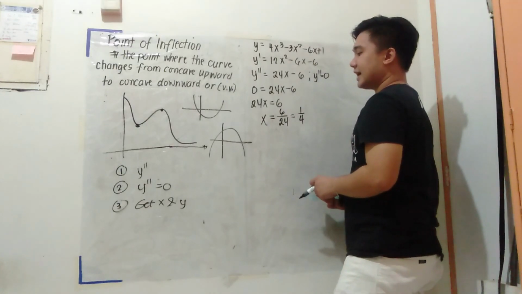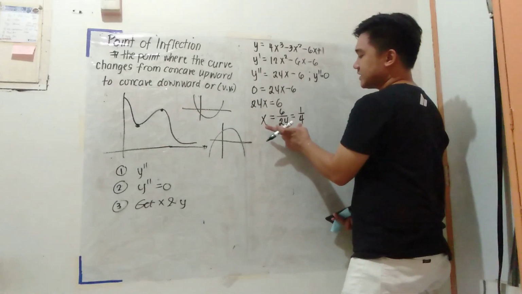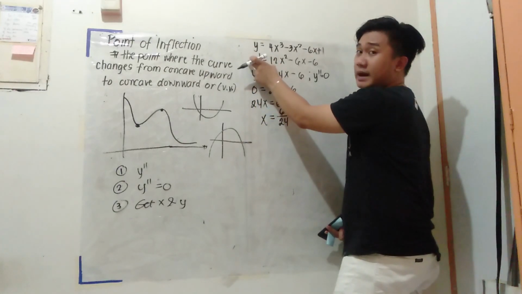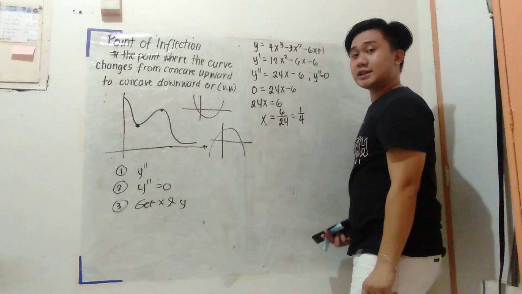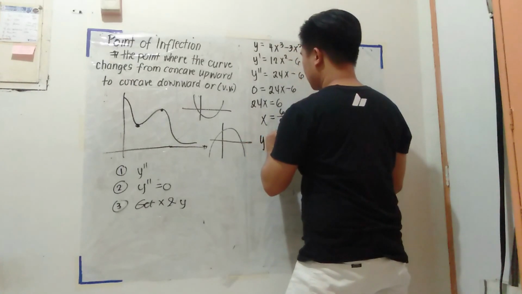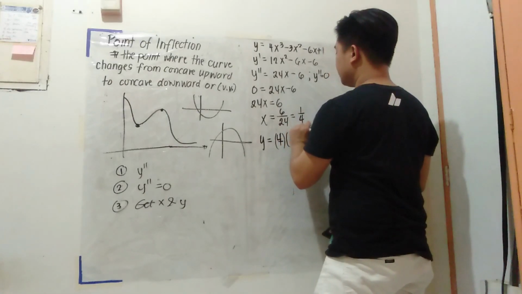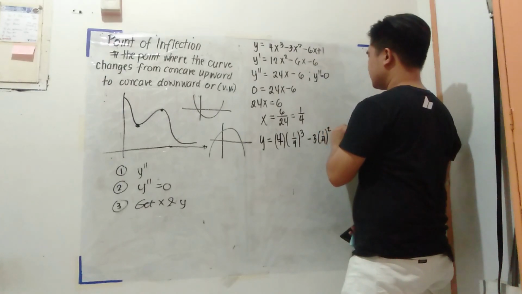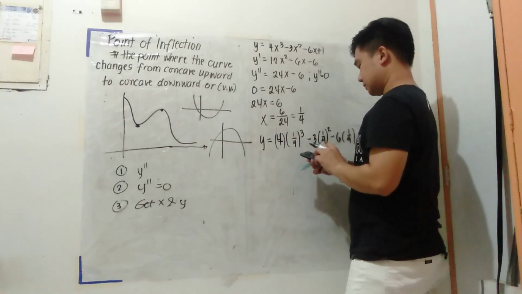And then guys, meron na tayong x. Ang kailangan naman natin ay y. So, saan ko isa-substitute ang value ng x na to? Dito ba sa y double prime or sa y prime? Or dun sa original equation? Siyempre, dun tayo sa original equation natin. So, y is equal to 4 times 1/4 cubed minus 3 times 1/4 squared minus 6 times 1/4 plus 1.